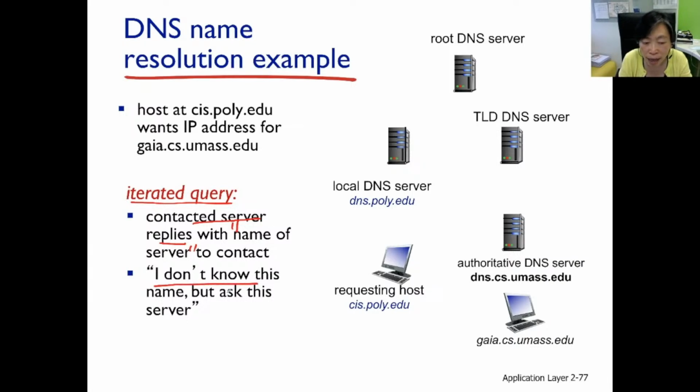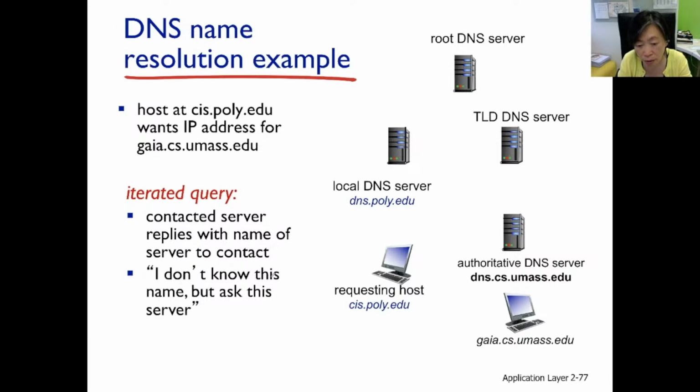The root server might say, hey, I don't know about Gaia.cs.umass.edu in particular, but you may ask the top level domain server for .edu. Someone knows slightly better than I do. But I do know someone who knows better. So that's the general idea.